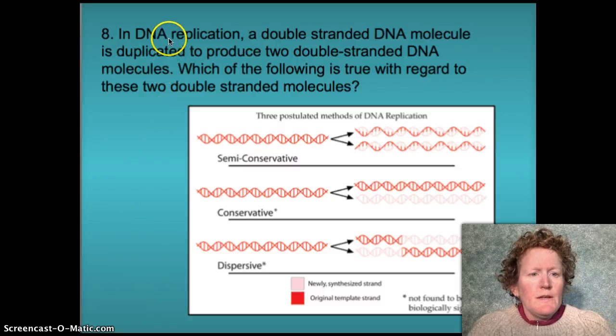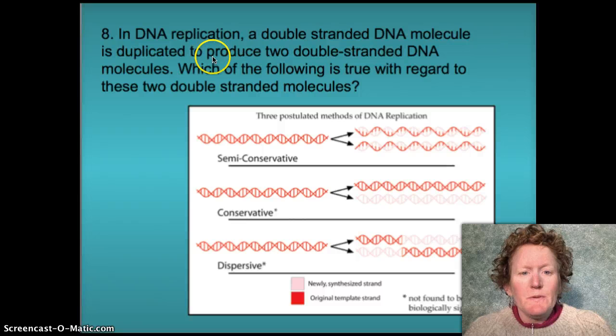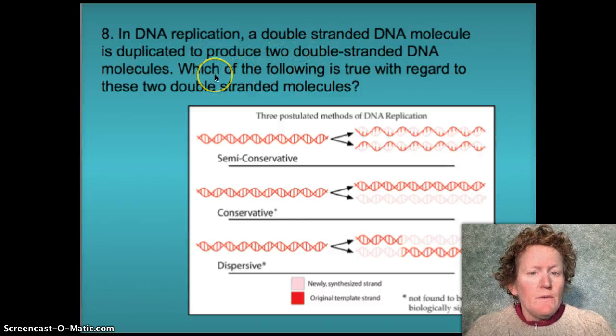So for question 8, in DNA replication, a double-stranded DNA molecule is duplicated to produce 2 double-stranded DNA molecules. Which of the following is true with regard to these 2 double-stranded molecules? And you should know this one from watching the video.